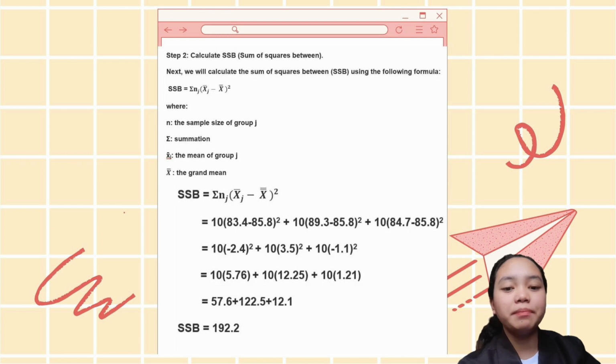Now we will multiply the following. 10 multiplied by 5.76 is 57.6, and 10 multiplied by 12.25 is 122.5, plus 10 multiplied by 1.21 is 12.1. Now we will add the following: 57.6 plus 122.5 plus 12.1 equals 192.2, which is our SSB.